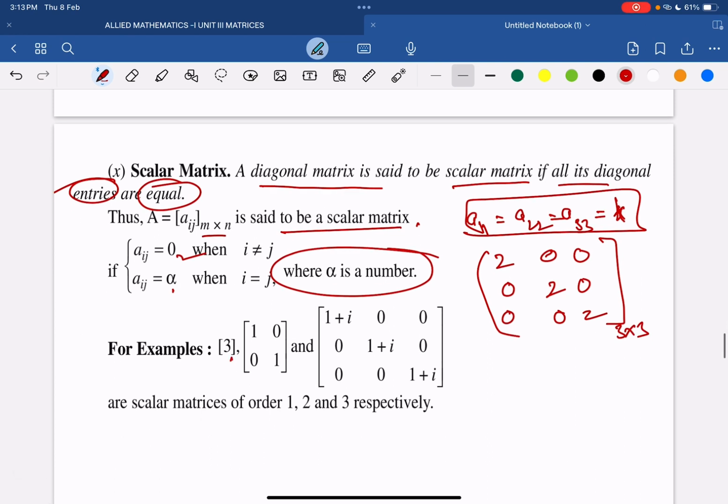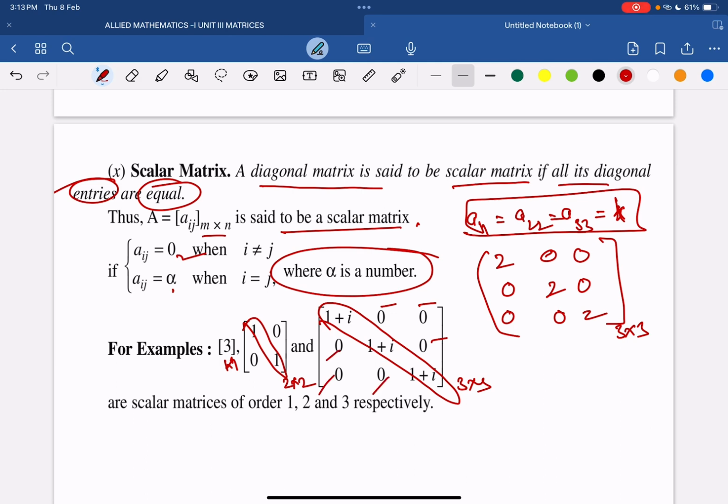Another example is given, 3 by 3, with 1 plus i, 1 plus i, 1 plus i on the diagonal. All the principal diagonal elements are the same. So the order is 1 by 1, 2 by 2, 3 by 3. The non-diagonal elements are equal to 0.